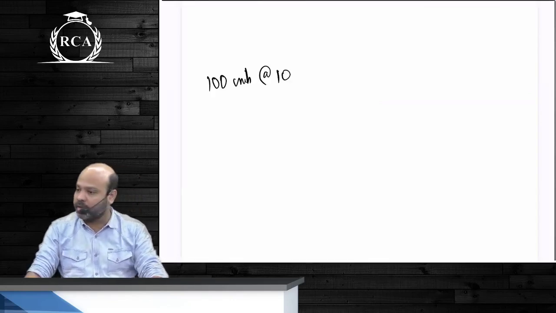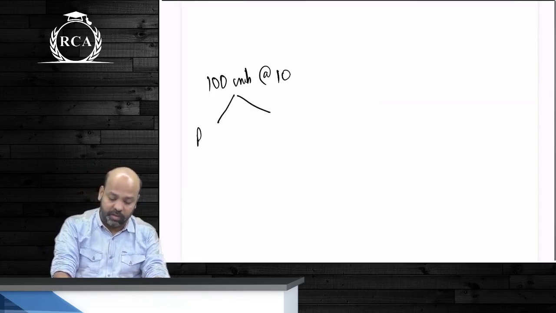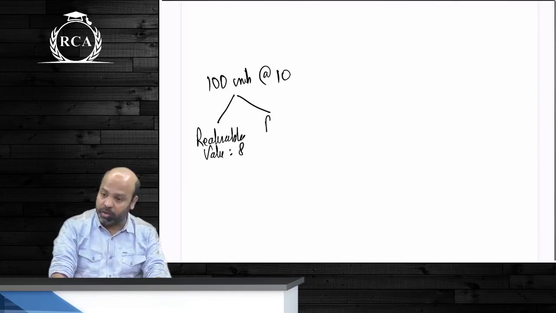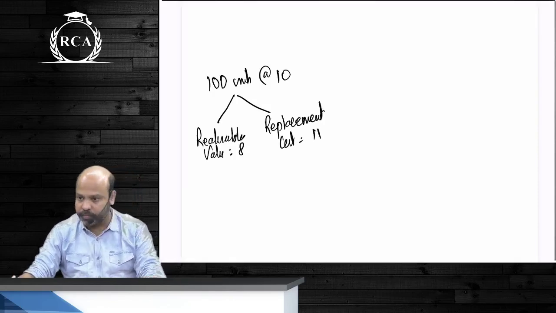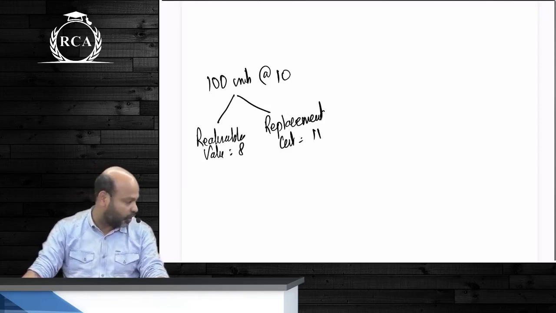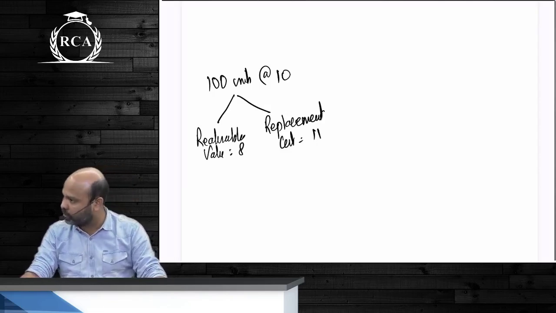You purchase 100 units of raw material at a price of 10 rupees. In case you sell this in the market today, the realizable value is 8 rupees. In case you want to buy fresh stock to replace the quantities, your replacement cost is 11 rupees. If you want to buy fresh quantities, it will be at a price of 11 rupees. If you want to sell off the existing quantities, you will get only 8 rupees. Are we clear about this?